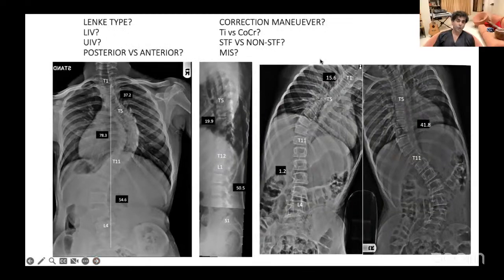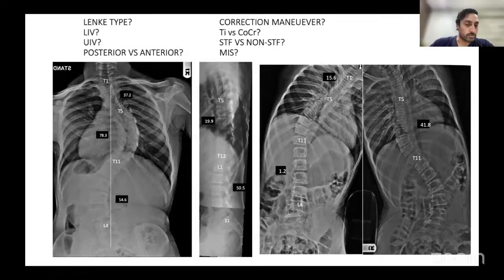And she's a Risser 4, right? She's post-menarchal and Risser 4. I think she looks like a Risser 4.